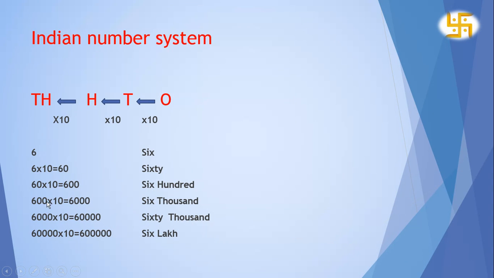When 600 is multiplied by 10, 6 moves to the 1000 place and it becomes 6000. When 6000 is multiplied by 10, 6 moves to the 10,000 place and it becomes 60,000. When 60,000 is multiplied by 10, 6 moves to the lakhs place and it becomes 6 lakh.